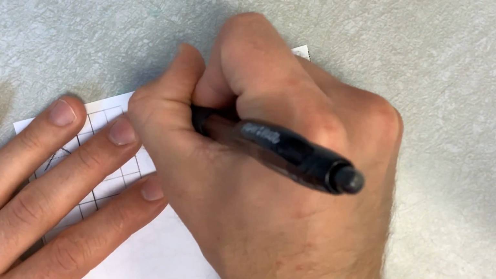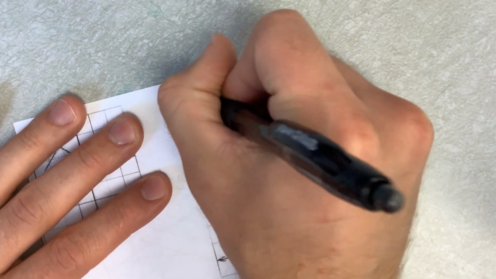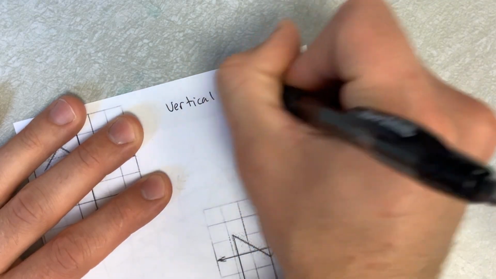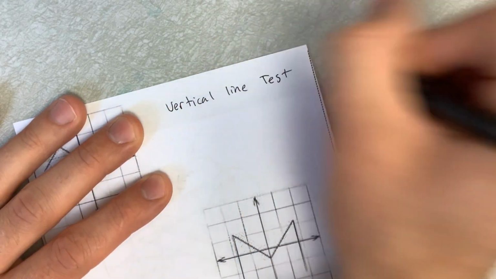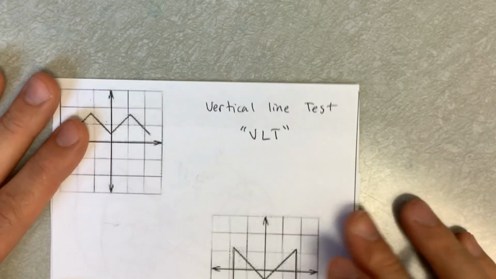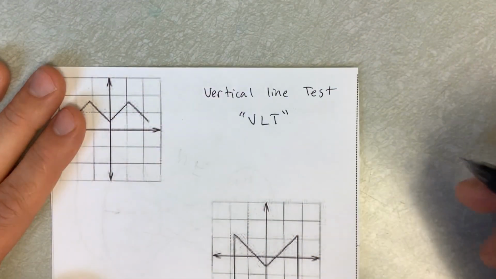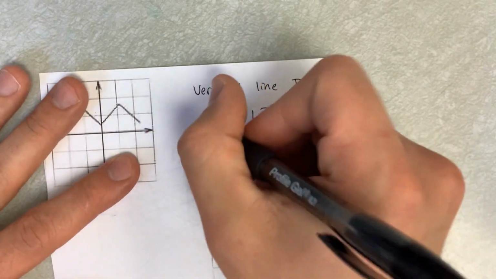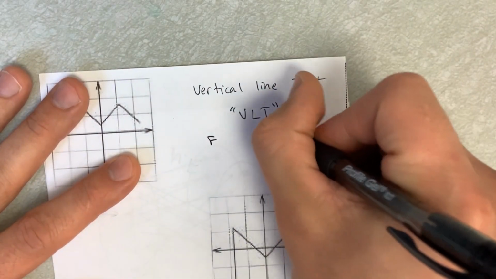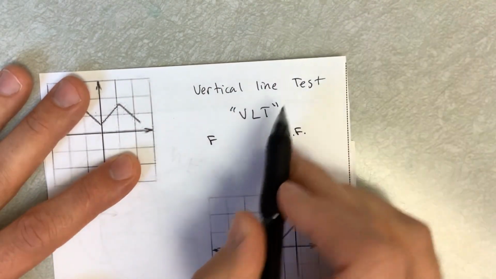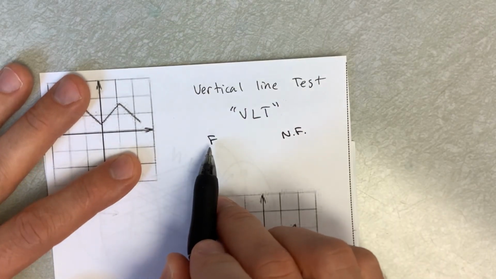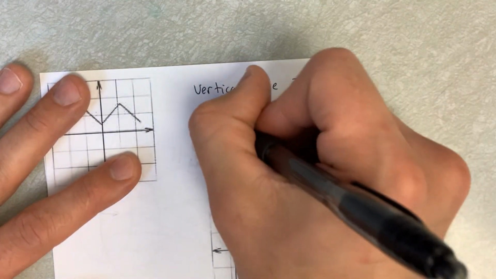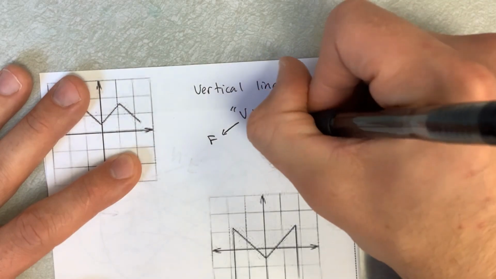For graphs, you guys can write this down. Hopefully I spell it right the first time. I think I did. If not, we'll blame Raul. Vertical line test. So write down vertical line test, also known as VLT because we're lazy. When you do the vertical line test, obviously you're going to have 2 answers. It'll either say it's a function, or it will tell you it's not a function. So you have 2 different outcomes here.